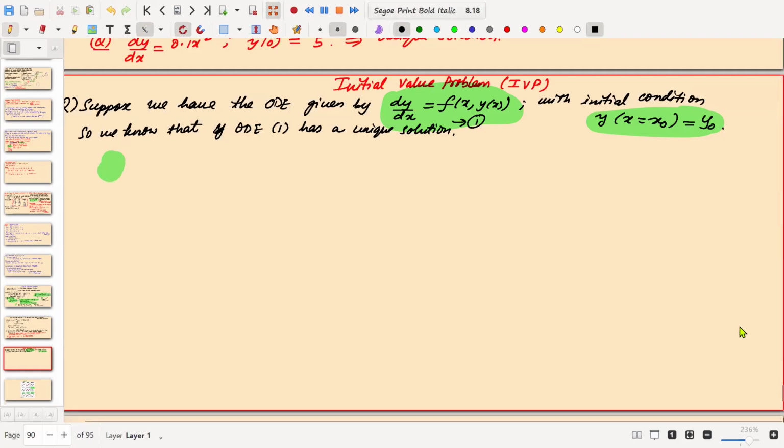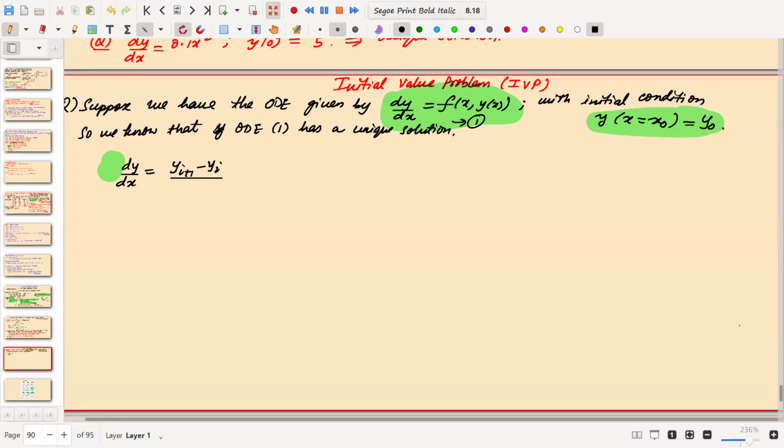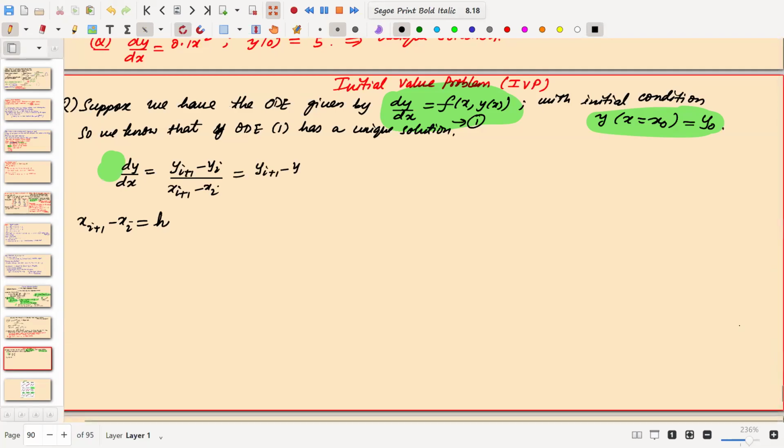So you can write dy by dx as yi plus 1 minus yi divided by xi plus 1 minus xi. And xi plus 1 minus xi is nothing but a constant, that is the step size. It is within your control. So this is nothing but yi plus 1 minus yi divided by h. You understood?